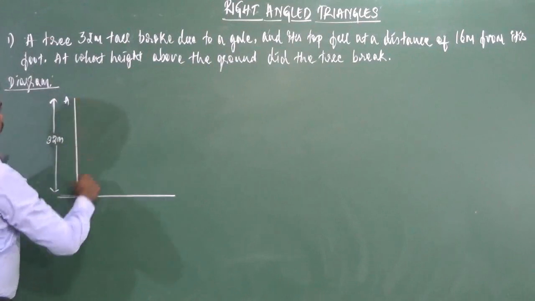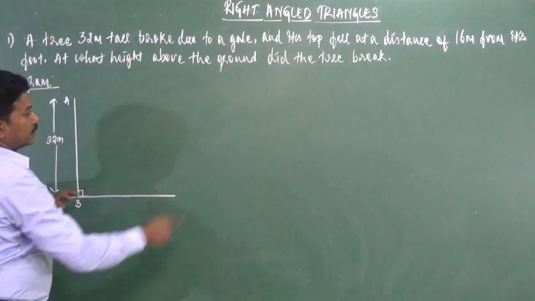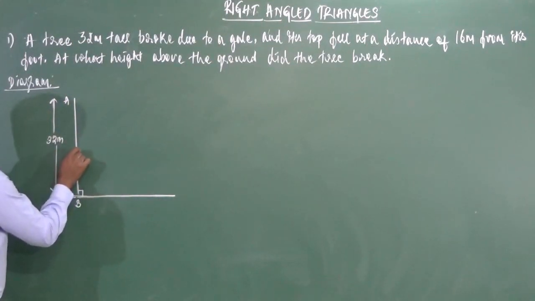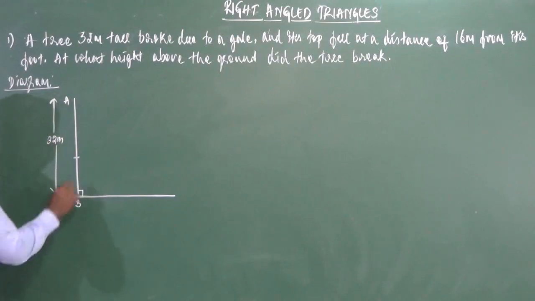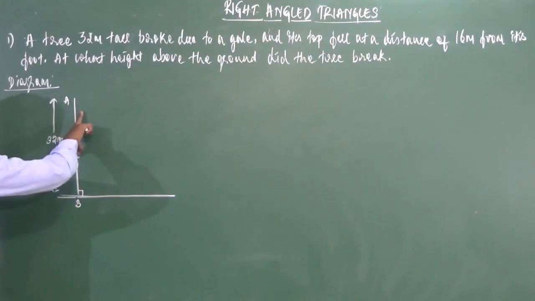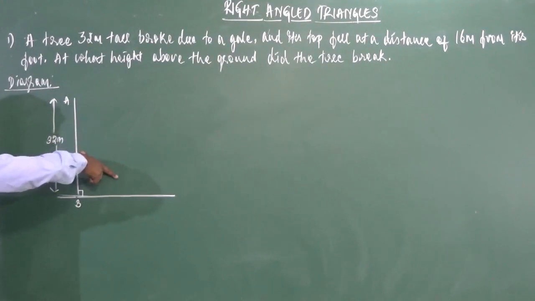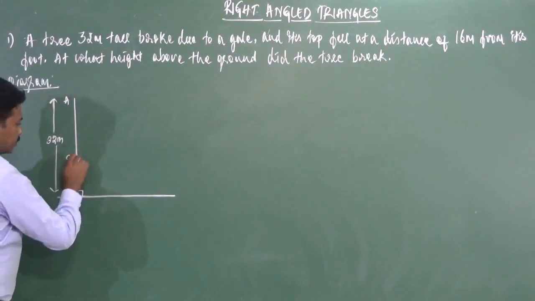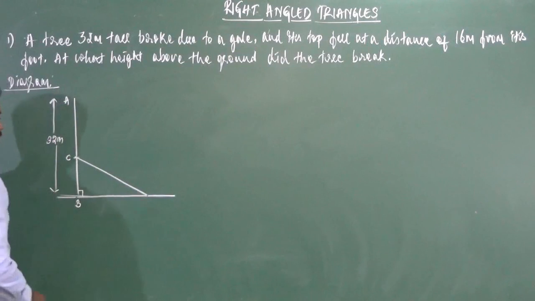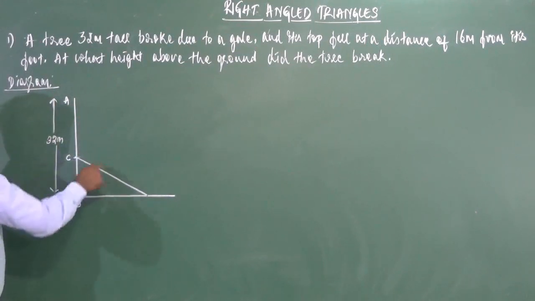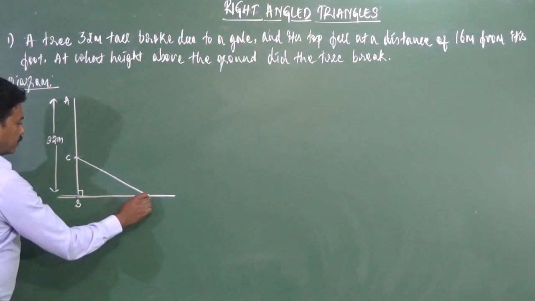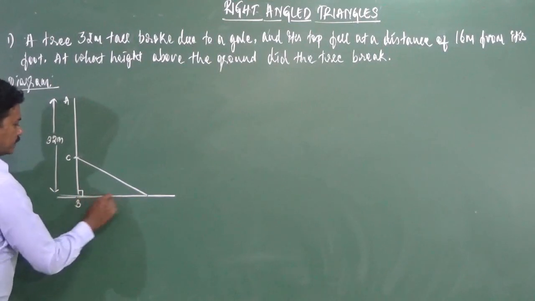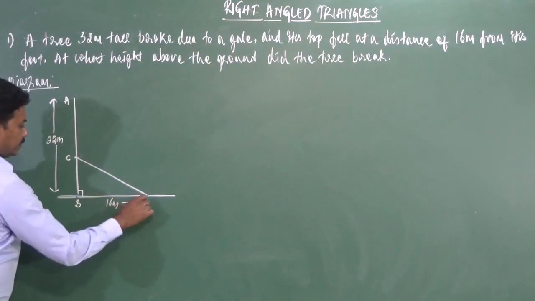Here a tree 32 meters tall broke due to a gale and its top fell at a distance of 16 meters from its foot. So let us imagine that the tree breaks here, at point C. This entire thing which is here is going to fall onto the ground. That is, the top point A is going to meet the ground at some point here. So here the top of the tree touches the ground at a distance of 16 meters from the foot of the tree. So this distance is 16 meters here.